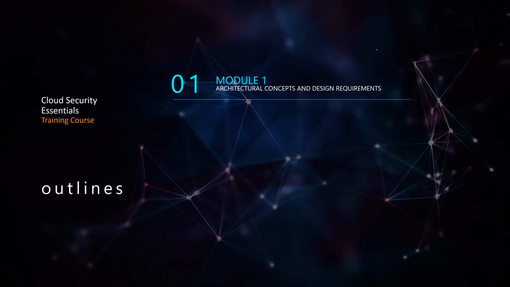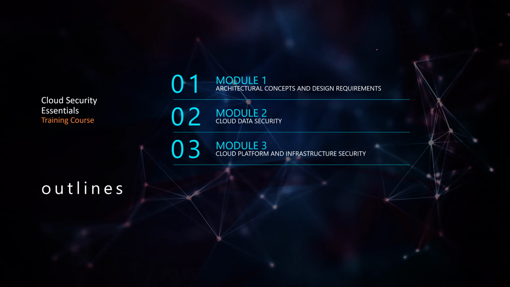Okay, for the cloud security training course, we have 5 modules. In module number 1, we will cover the architectural concepts and design requirements. We will have some security concepts and some other concepts related to the cloud. We want to understand some security concepts which are very important in the cloud, and we have to understand them very well. Then they will be helpful for you to evaluate cloud service providers and to understand the cloud services.